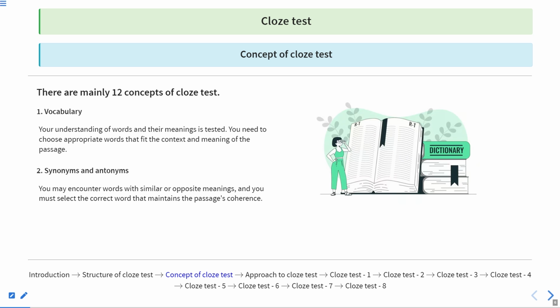Another way may be we may encounter some words with similar or opposite meanings, and we may have to select the correct word which maintains the passage's coherence. So the whole passage should make sense, and in order to do that, we may have to choose one of several antonyms or synonyms that are given to us, and therefore this is another concept that can be tested with cloze test.